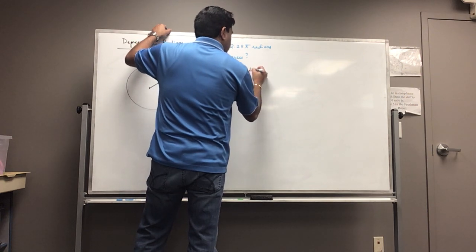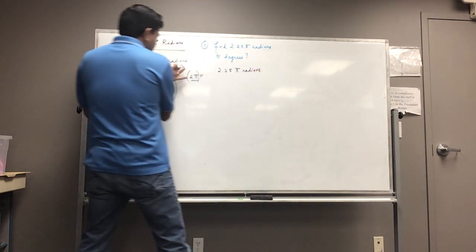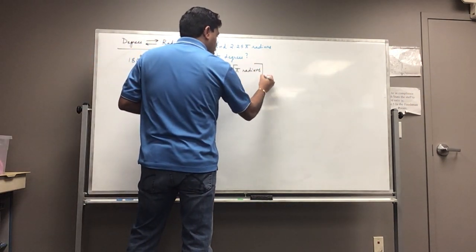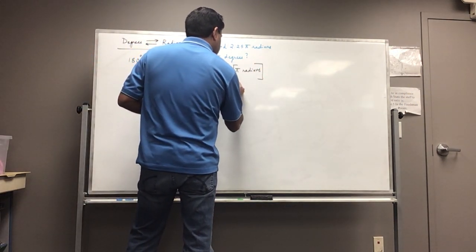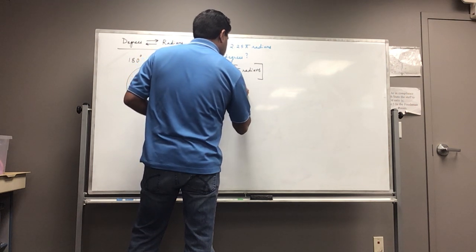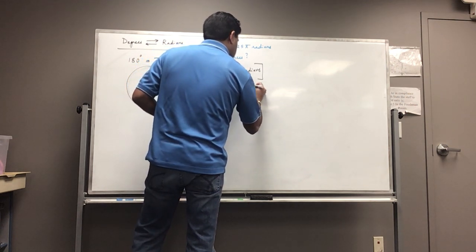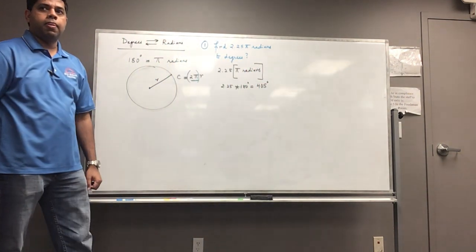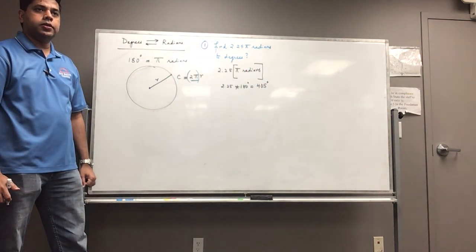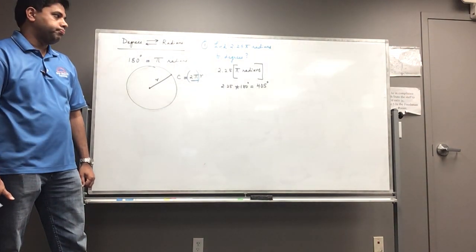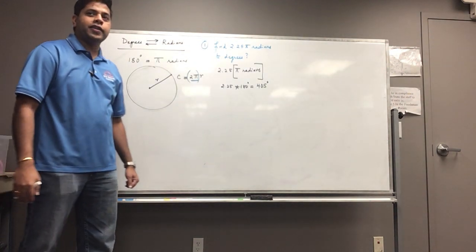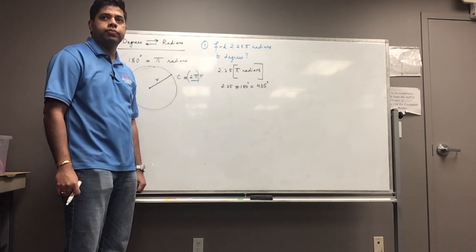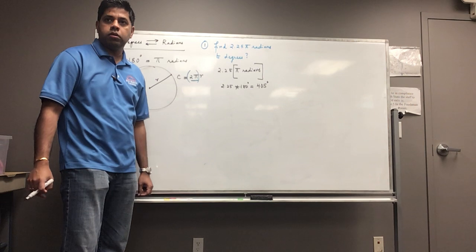So the very simple way to do this is: what is pi radians? 180 degrees. So you're replacing pi with 180. Make sense? Yeah, if you know it, you can do it in 10 seconds. If you don't, doesn't matter how much you stare at it. Just move on.